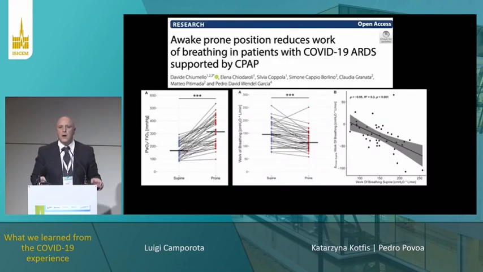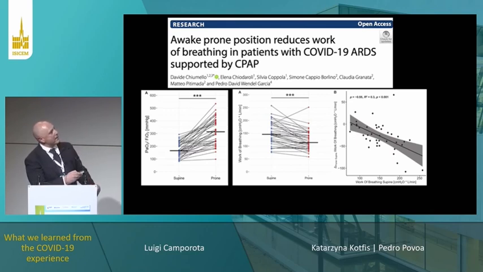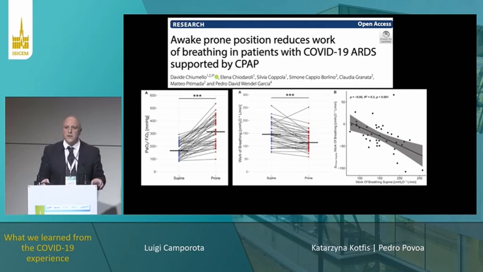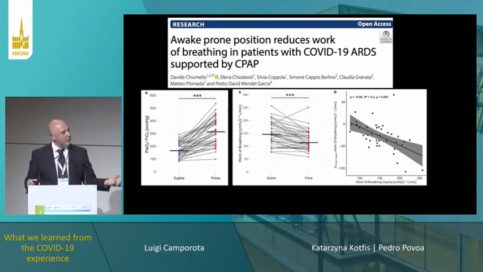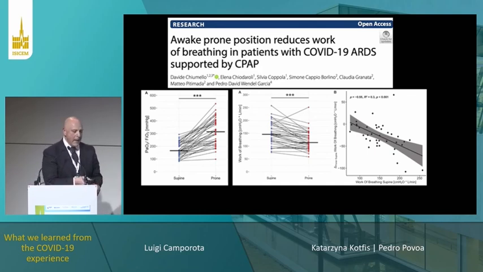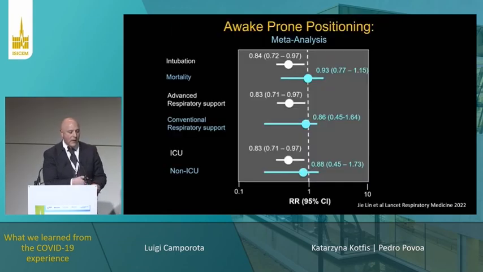And there were physiological effects of awake prone positioning. So you can see this is a study from Davide Chiumello. You can see not only did the PF ratio improve, but also the work of breathing. So the respiratory effort improved going from supine to prone position, which is very important as a patient relevant outcome.